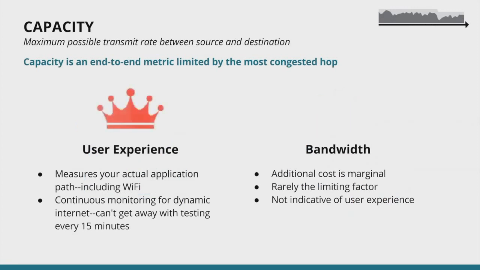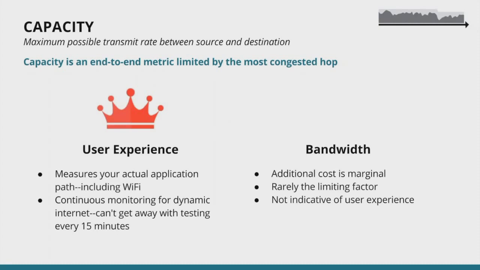Next is capacity. This is very straightforward. This is where most people typically start. If a web application is slow, let's just upgrade our bandwidth. Let's just go get some more capacity. This is a very common refrain. Salesforce is slow. I'm going to go from 50 megabits a second up to 100 megabits a second. That'll solve the problem. Well, that's really not the case.